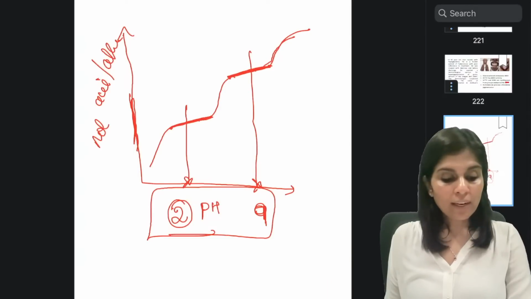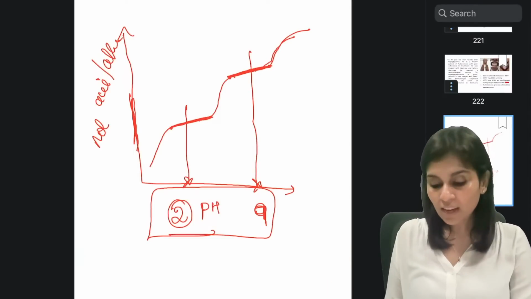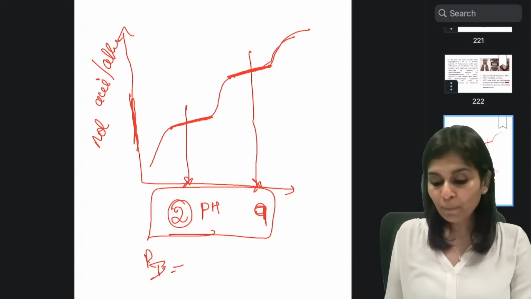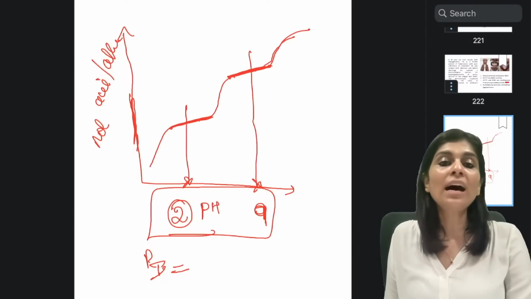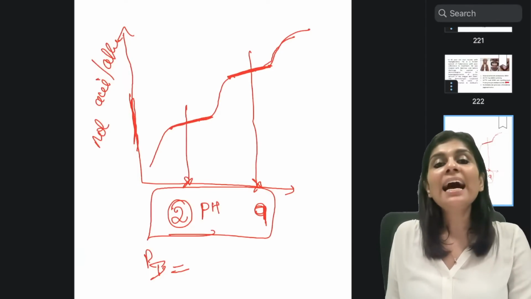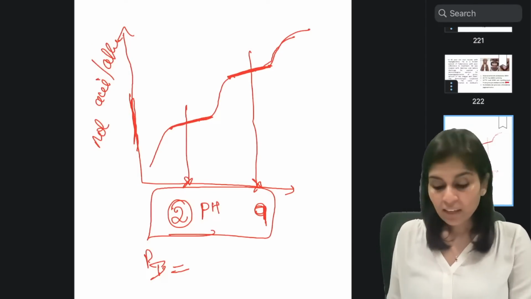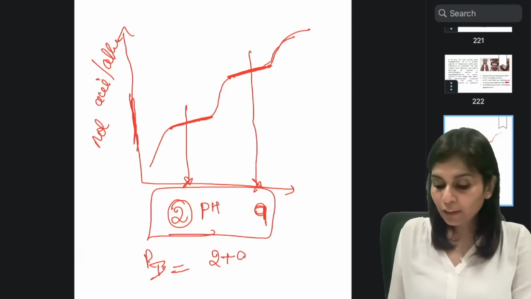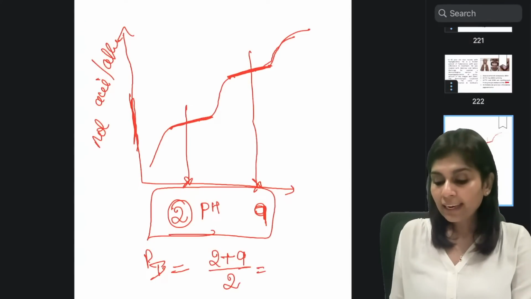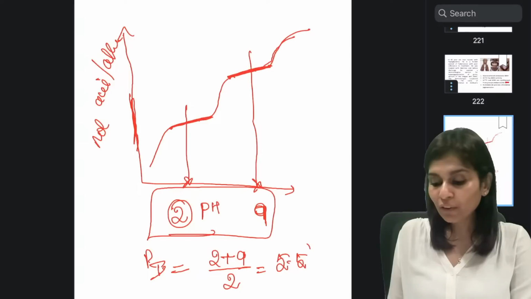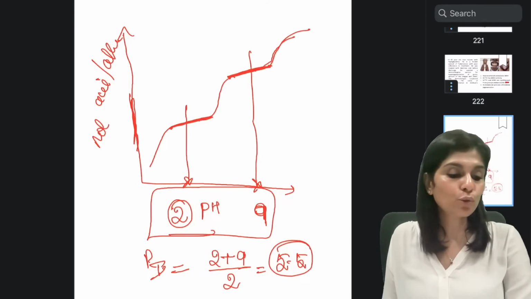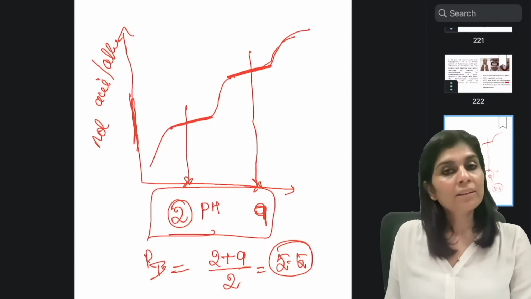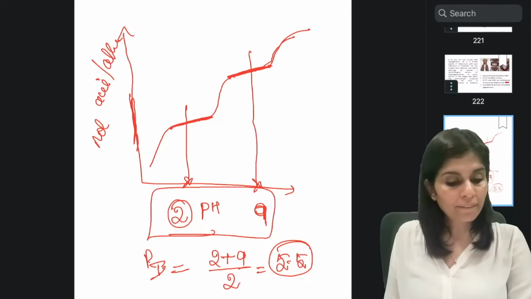So how will you calculate isoelectric pH based on this? The isoelectric pH of a substance with 2 ionizable groups will be an average of its pKa. So what is the average of its pKa? 2 plus 9 by 2, 11 by 2, will be 5.5. So its isoelectric pH is close to 5.5. Do you understand this? Have I clarified all your doubts?